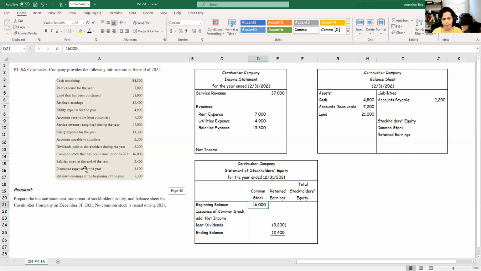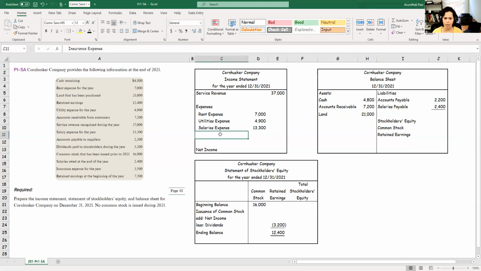Salaries owed at the end of the year. If they had just said salaries, it would be salaries expense, but they're saying salaries owed. This means the employees have worked for me. They have already worked for Cornhusker. Cornhusker has not yet paid them. They will have to pay them in the future. That makes it a liability. Salaries payable. Although they didn't use the word salaries payable, as they had done earlier for the other payable, I'm going to write that over here as a liability, 2,400.